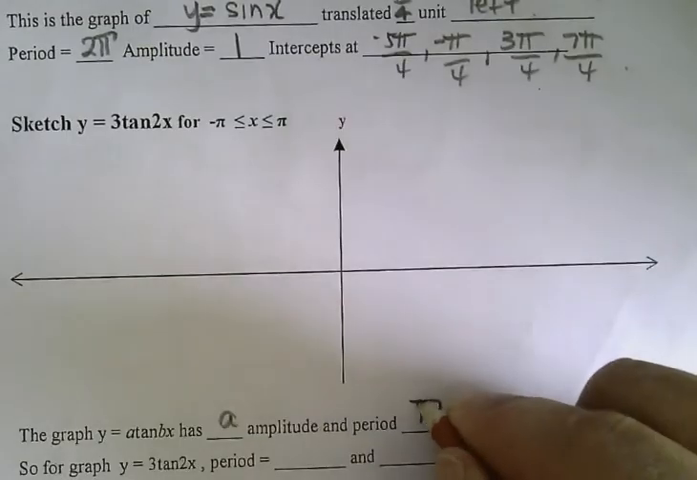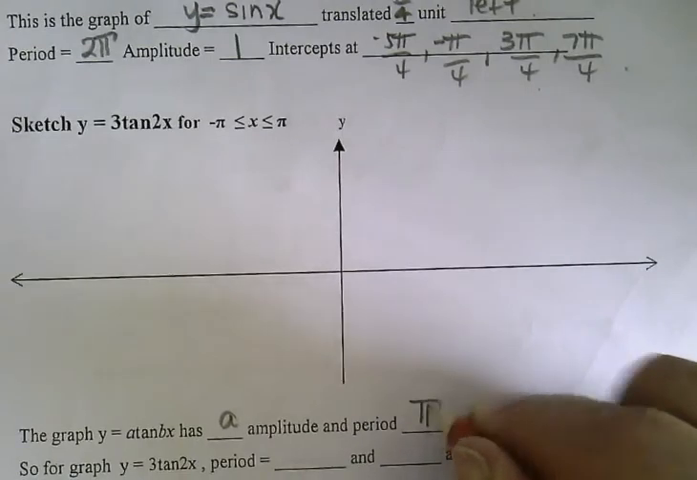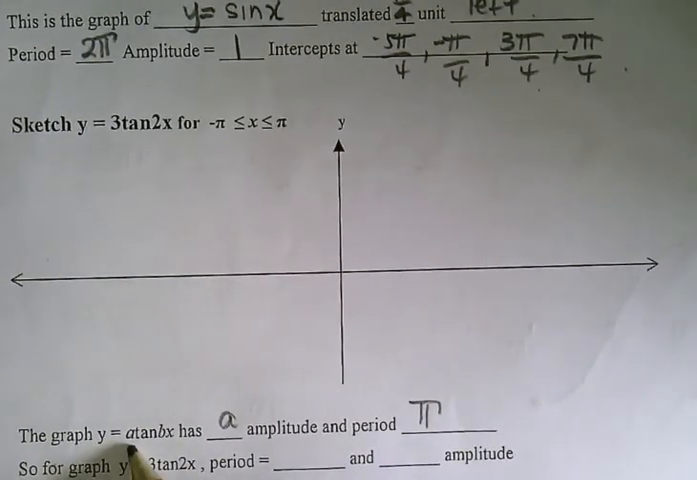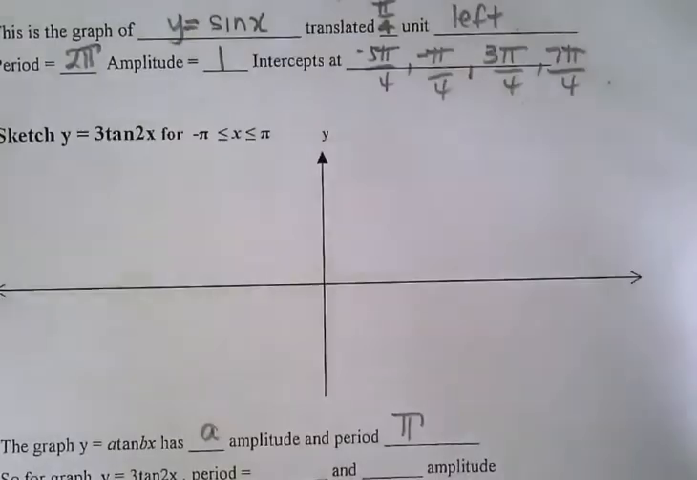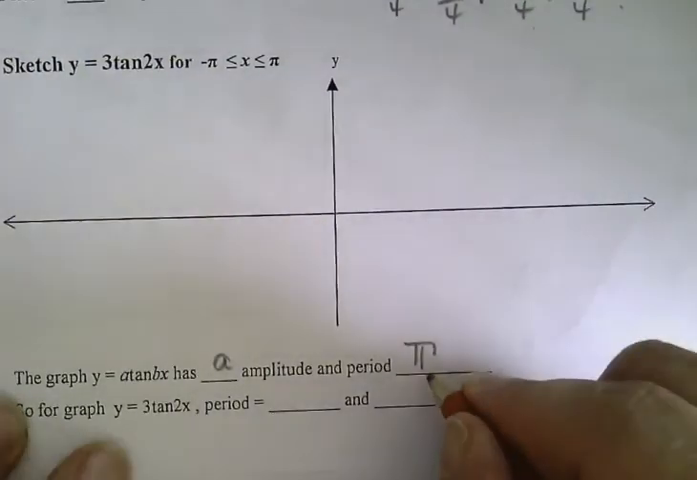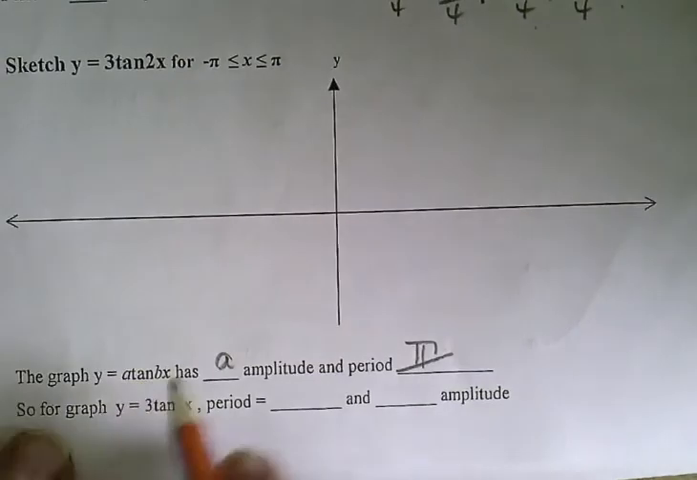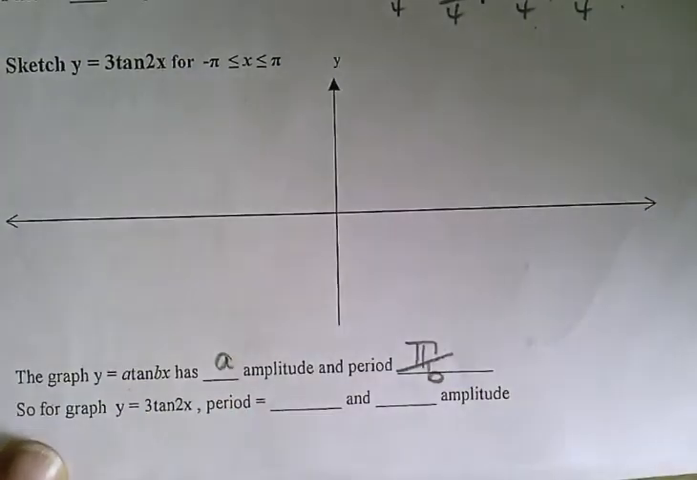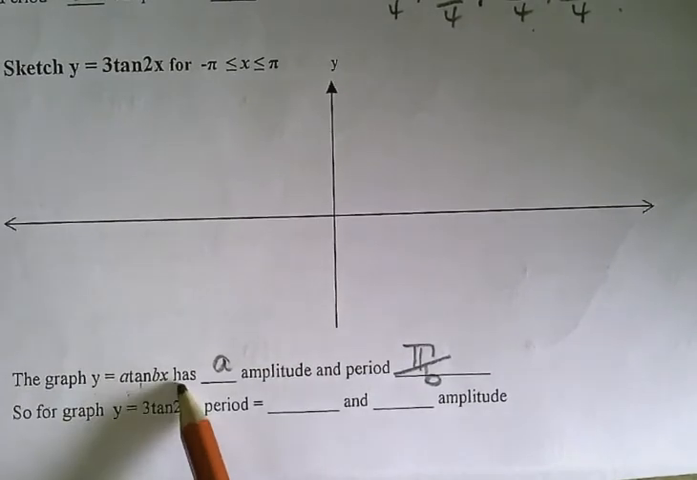Oh no, and period? What's wrong with me? What's the period? The graph y equals a tan bx has basically the amplitude, well, I'm just going to call it a stretch factor of a. And what's its period? Pi on b. That's the graph y equals a tan bx.